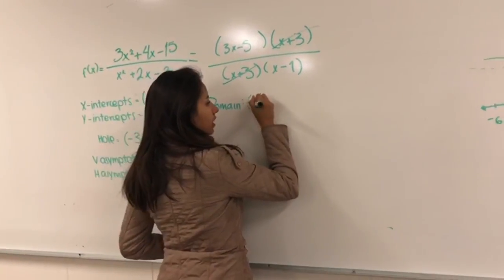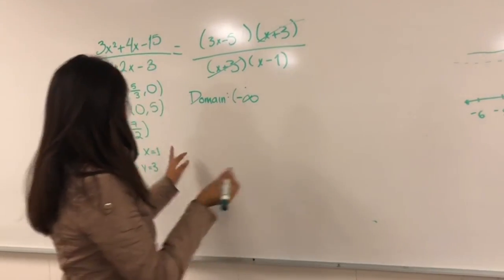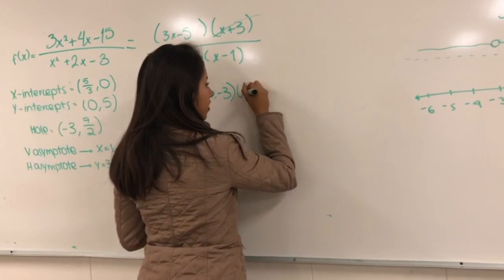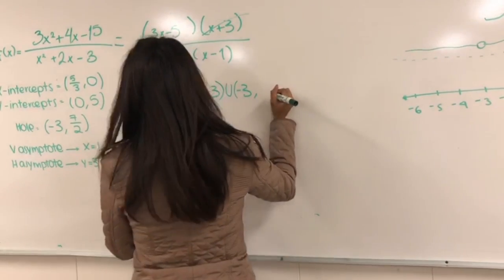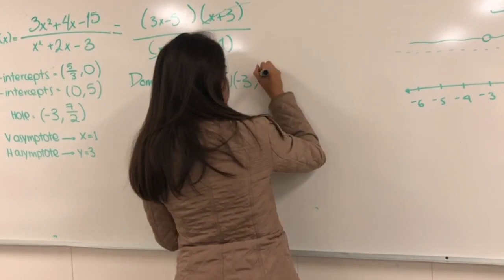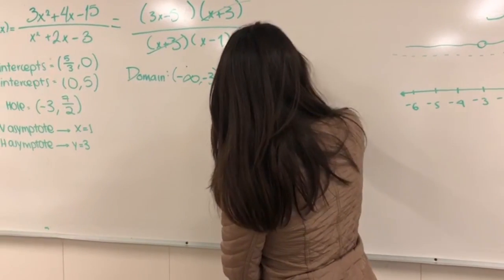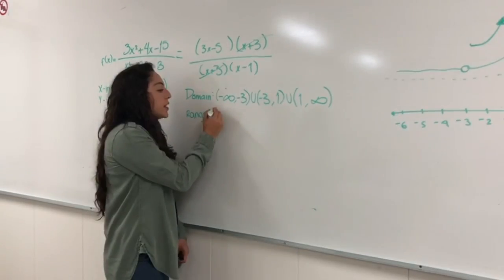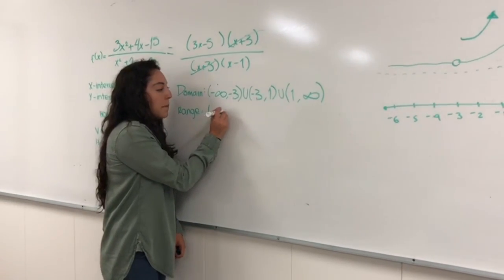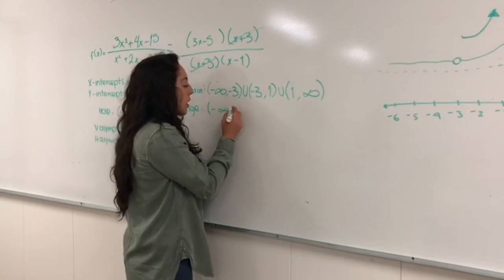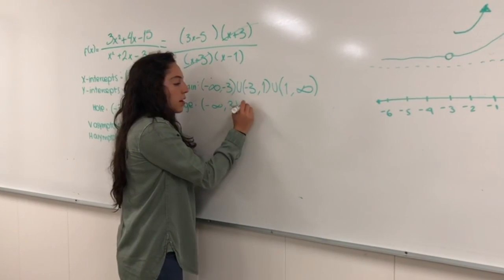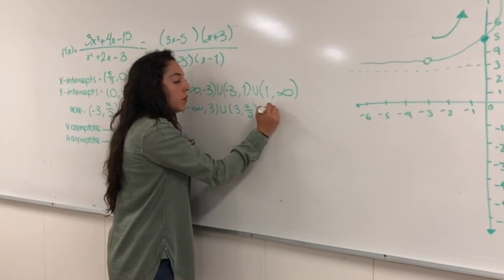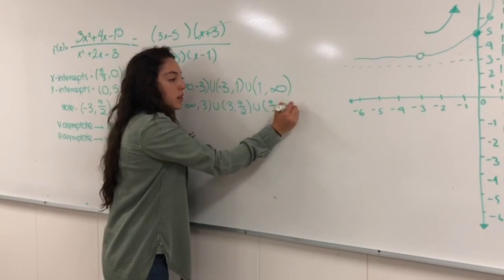For the domain, we put from −infinity to our hole, which is −3, union −3 to our asymptote, which is 1, union 1 to infinity. For the range, we go from −infinity and first stop at 3, union 3 to 7/2, and finally we go from 7/2 to infinity.